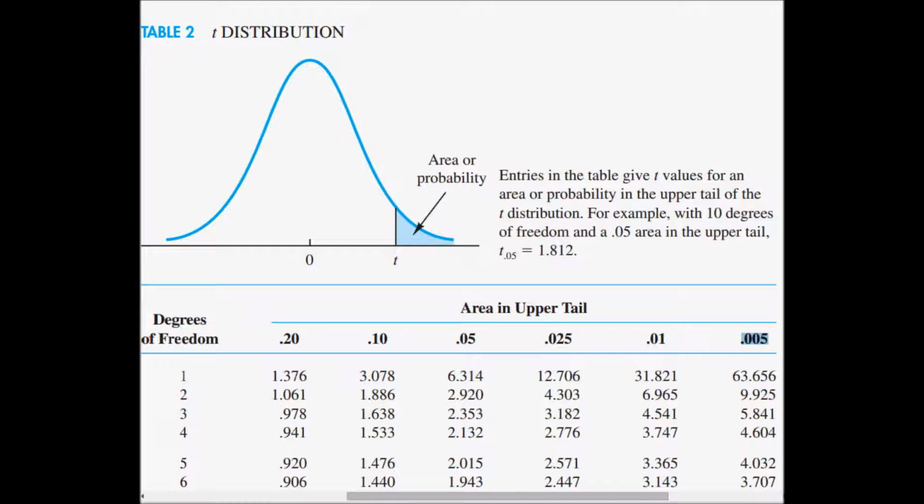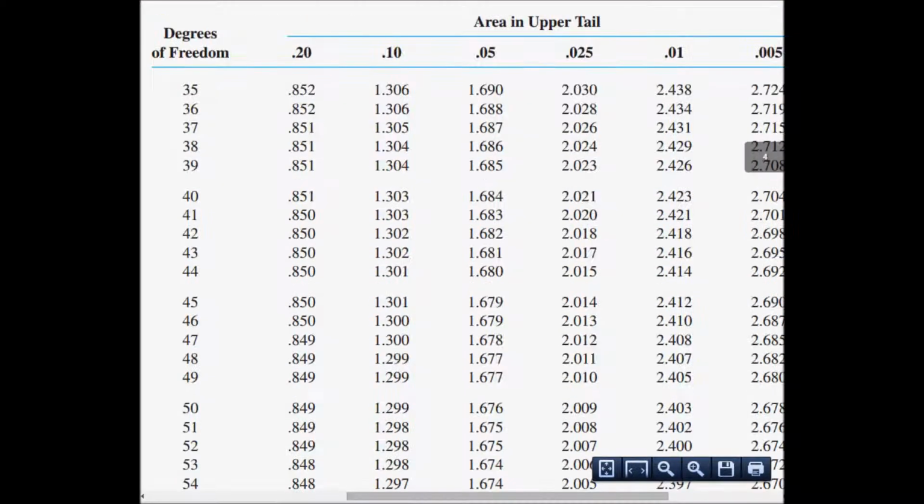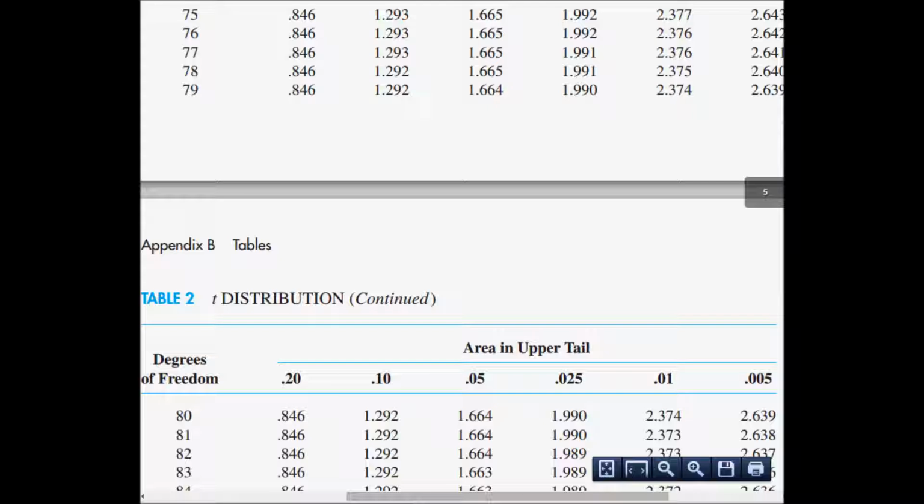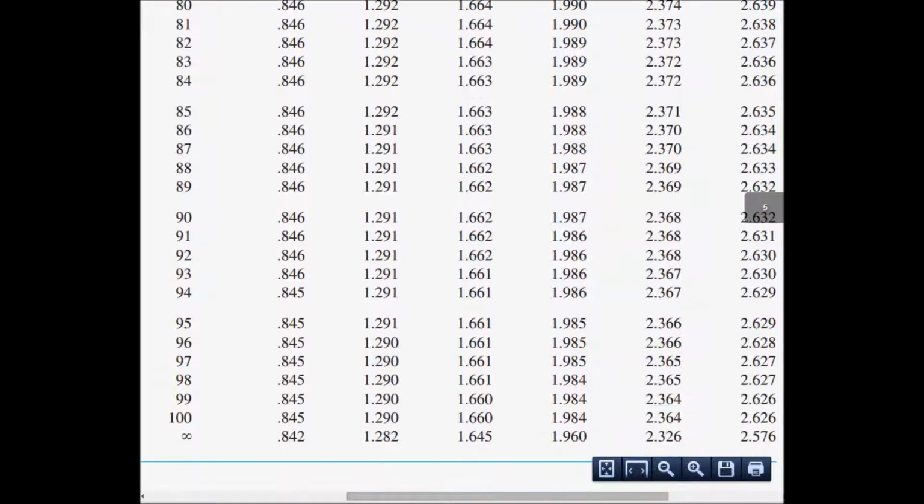So with an upper tail value of 0.005, which is just equal to alpha divided by 2, we scroll down until we get to the infinity row of the t-distribution table. And in the infinity row and column 0.005 of the t-distribution table, Z is equal to 2.576. Our critical values are plus or minus 2.576.